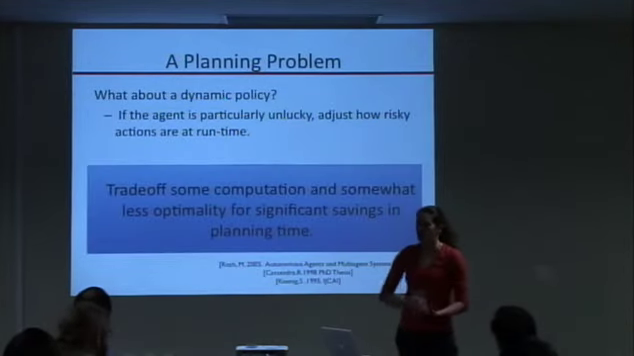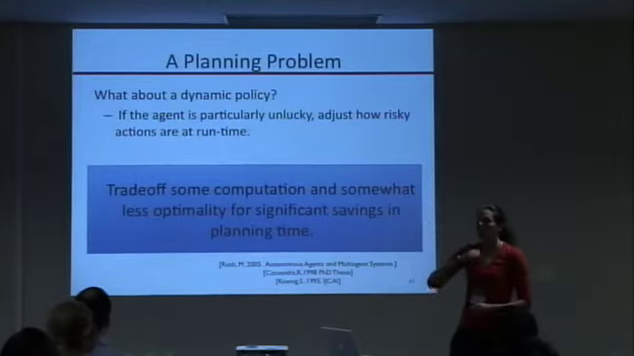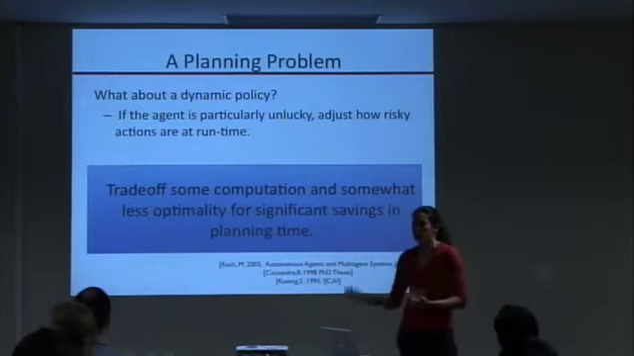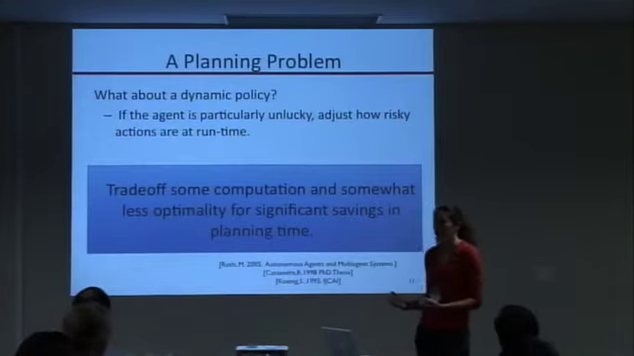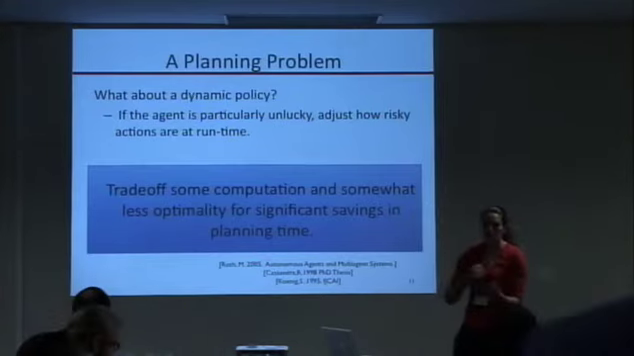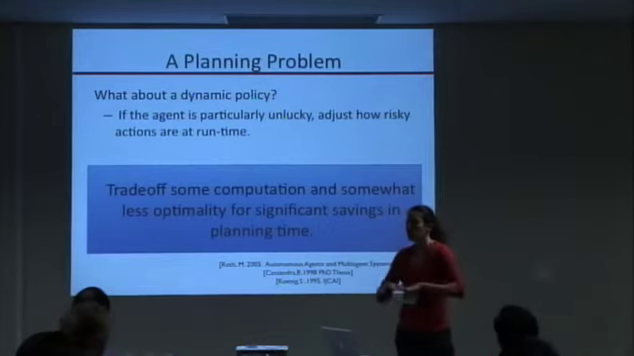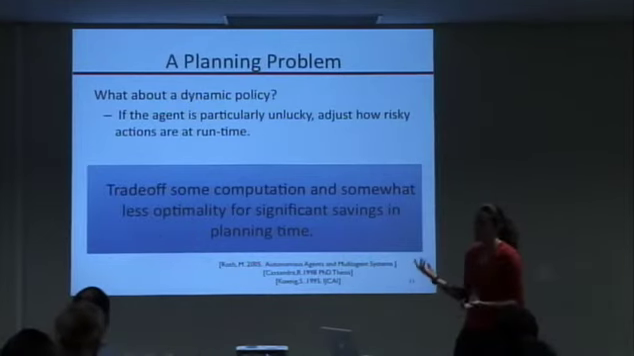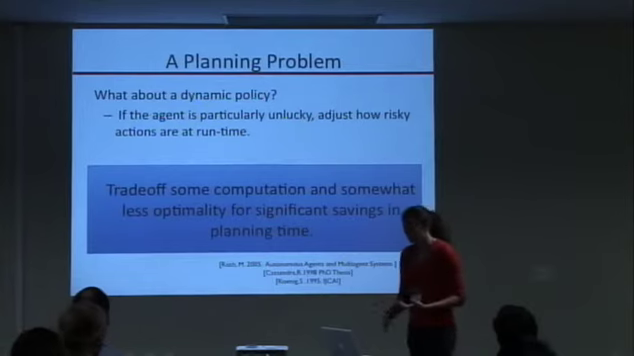So our approach is one where we're looking at it in a different way, which is instead of having this static policy where we're following it every time, maybe when the agent is doing particularly well, you want to be more conservative, and when the agent is doing particularly unlucky, you might want to take more risk. So we have this idea of switching between multiple policies to create this kind of dynamic action at runtime. So the main trade-off in this work is we're trading off some computation and somewhat less optimality for a more significant planning time.